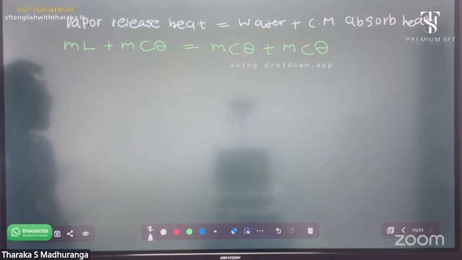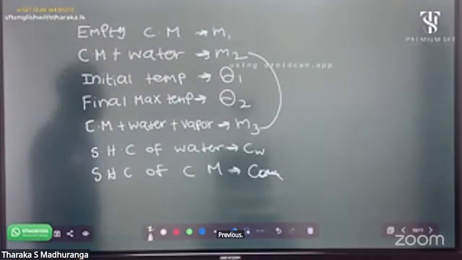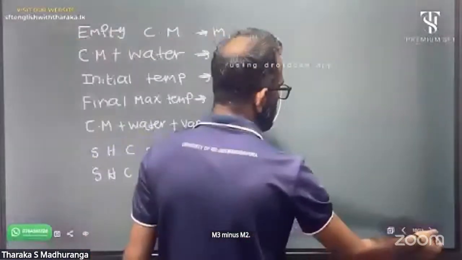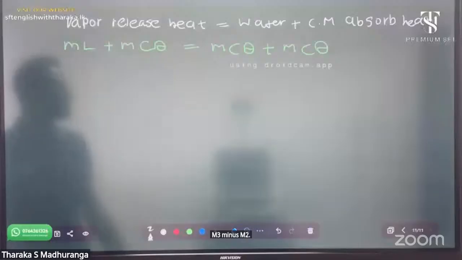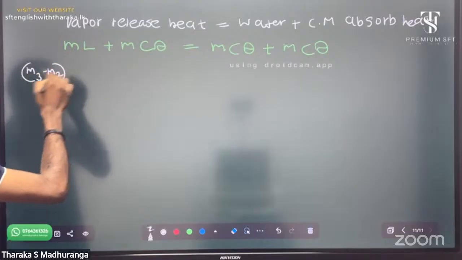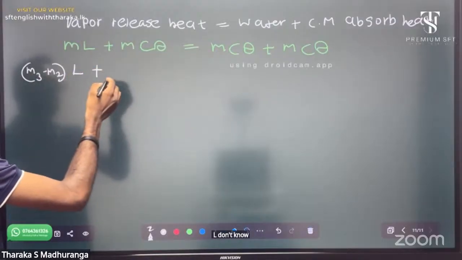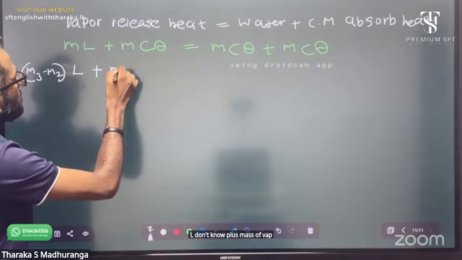Vapor release heat means the mass of vapor, m3 minus m2. It is same as previous. m3 minus m2, times L, I don't know yet, plus the mass of vapor m3 minus m2.